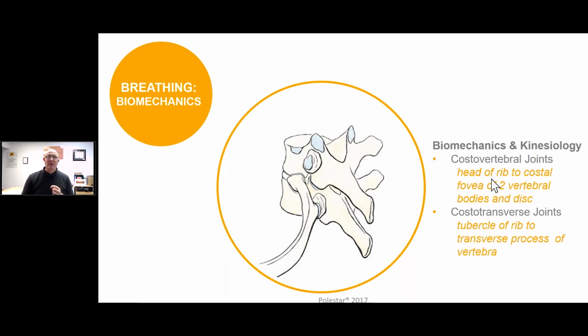Fryette's law says that when a thoracic or lumbar vertebral segment moves into side bending in one direction, it's going to incur a rotation in the opposite direction. Let me repeat that. If I go into left side bending, it's going to be force coupled with right rotation. If I go into left rotation, it's force coupled with right side bending.